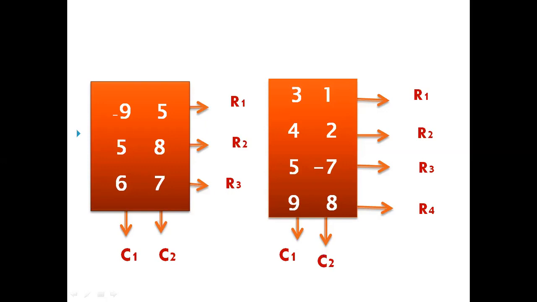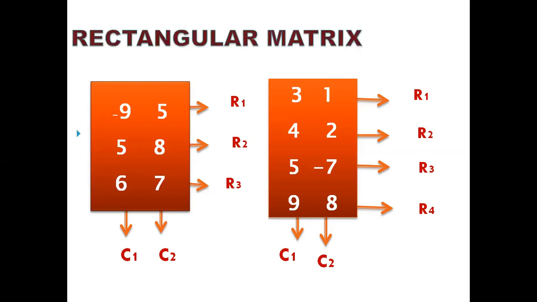Let me ask one interesting question. What shape do these matrices look like? Yeah, it is a rectangular shape. That's why these types of matrices are called rectangular matrix. The number of rows in a rectangular matrix is never equal to the number of columns in that matrix. If the number of rows is not equal to the number of columns, it is a rectangular matrix.